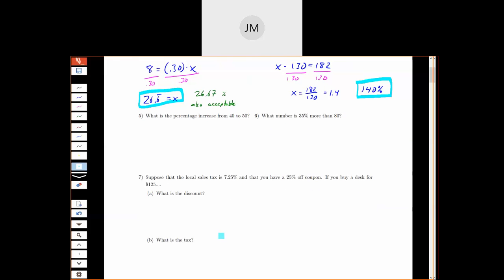Okay, so the next couple are percentage increase and decrease. Okay, so what is the percentage increase from 40 to 50? And the way that I like to go through these is to break it into multi-steps.